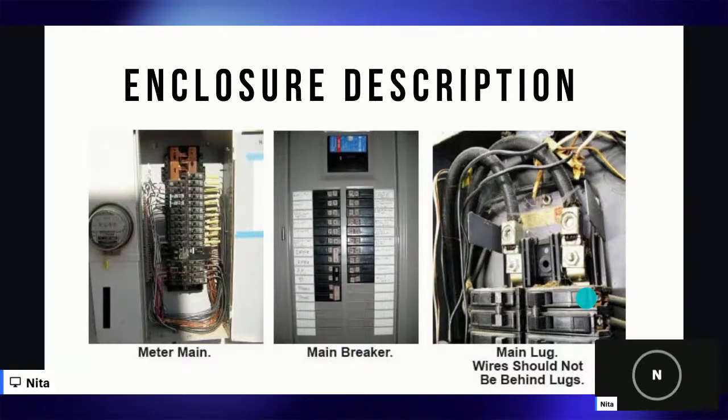We have a couple different types of enclosures. We have our meter main, which is this one here. The meter main enclosure would include your meter, the disconnect, which you can't see in this picture, and then your panel board, all in one enclosure. Your main breaker with panel board has the main breaker, this is it right here, the main way to shut your power off, plus all of your branch circuits, all in one enclosure.